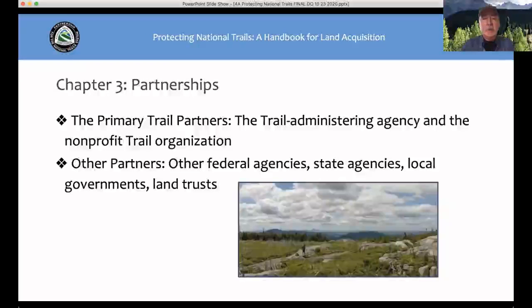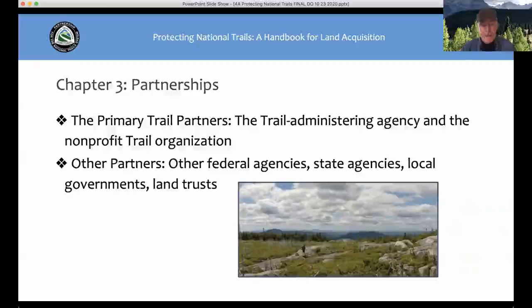Okay. Chapter 3 talks about partnerships. The trail-administering agencies, the nonprofit trail organizations, and other partners are critically important. There's a partnership that we haven't explored as much as we might, and that's partnerships with land trusts and conservation organizations. They are stepping up and stepping into the gap in many cases on national scenic and national historic trails and acquiring and protecting land in the absence of federal or state agency action. And it's extremely important that they do so.